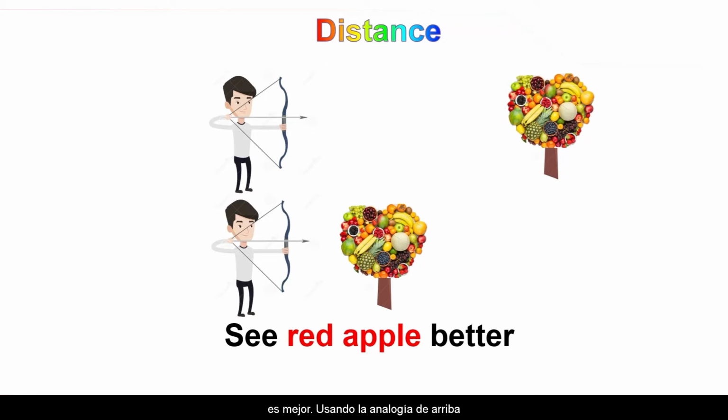Using the above analogy, visualize a Bowman shooting at a target. If the Bowman is the detector, he has a better chance of hitting the target if he is closer to the target. On the contrary, as shown above, if the Bowman is farther away from the target, it makes it more difficult to hit the target.